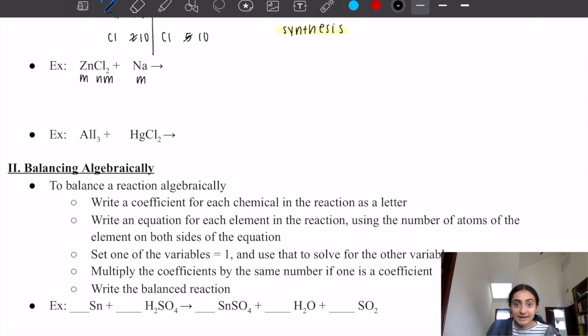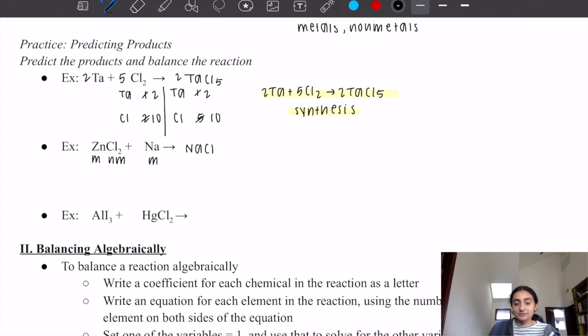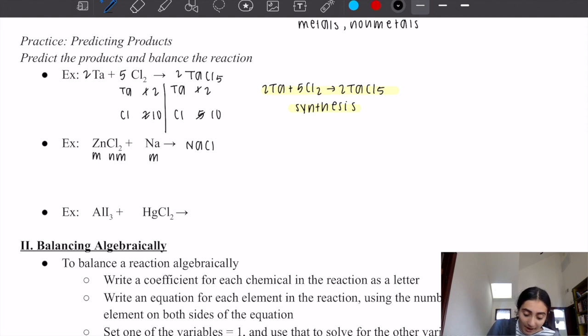So that means that my compound on the product side is going to have sodium and chlorine. So I'm going to balance the charges to write my compound as NaCl, because sodium is +1 and chlorine is -1. And now since the sodium switched with the zinc, the zinc is now going to be on its own. Okay, step 1 done. We have predicted the products. Now we need to balance.